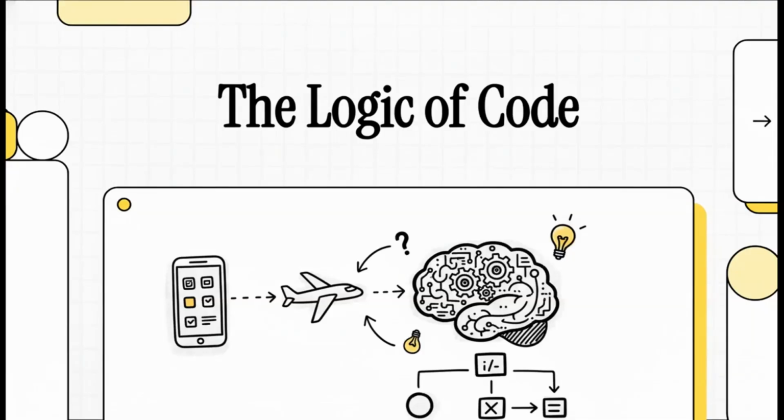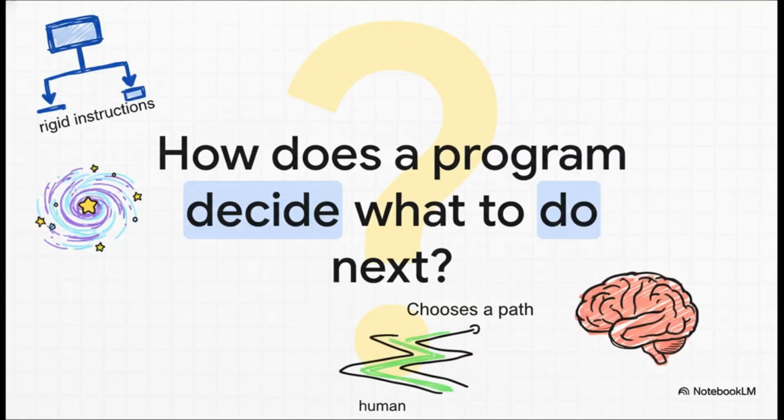So think about this for a second. The apps on your phone, the software in a modern car, even the flight controls of an airplane, they're all making thousands, maybe millions of decisions every single second. But how? How does a bunch of code, well, think? Let's get into it.